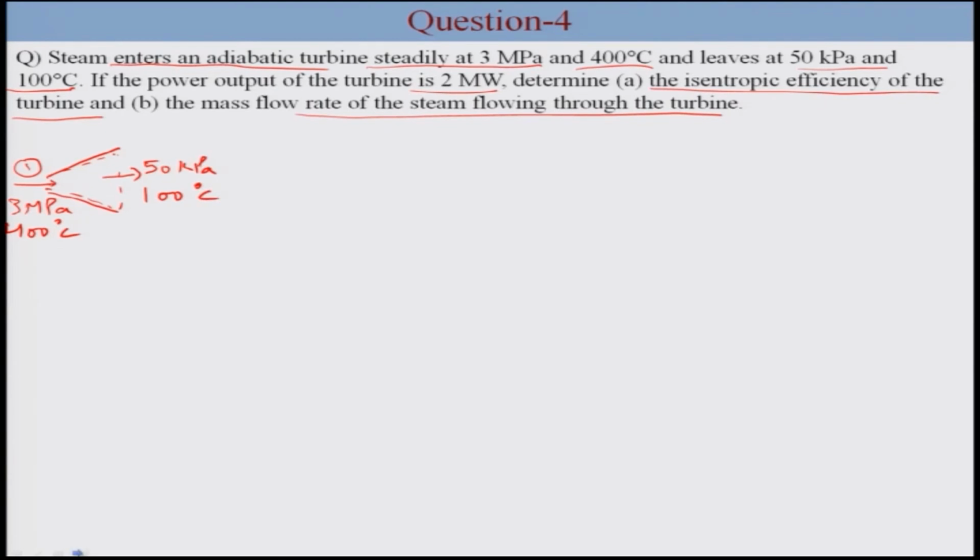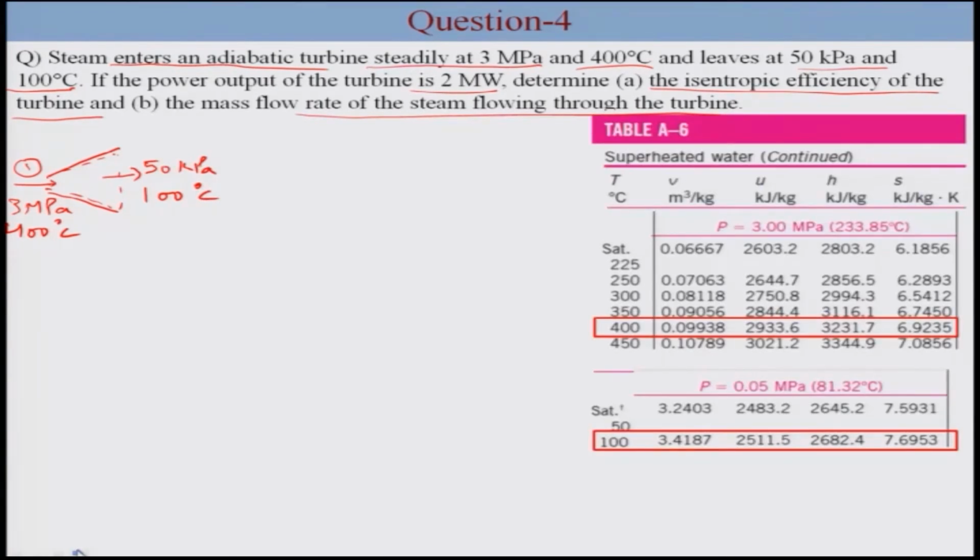Now, state 1 is a superheated state. So, if we see from the steam table for superheated water at 400 degrees Celsius and 3 megapascal, H1 is 3231.7 kilojoule per kg and S1 is 6.9235 kilojoule per kg Kelvin.